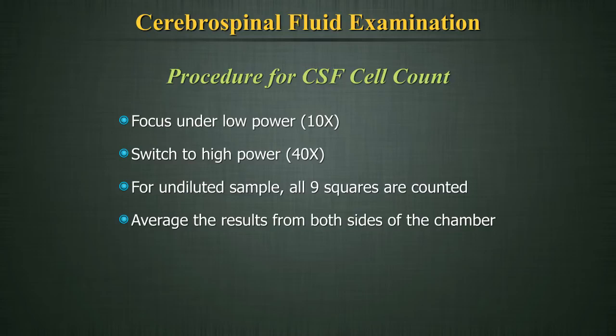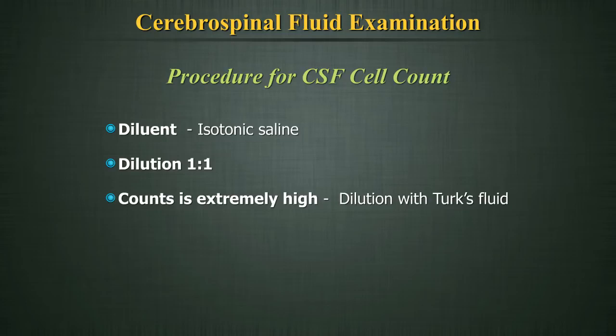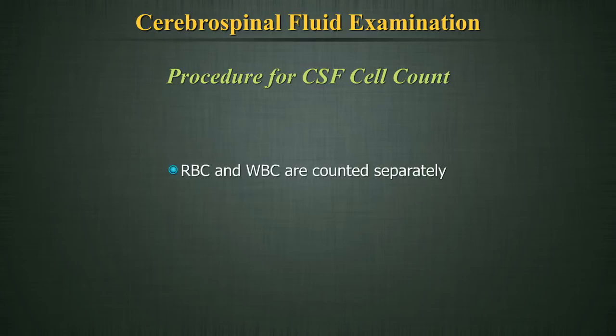Both WBCs and RBCs should be counted. If a diluent is required, isotonic saline may be used since it preserves both WBCs and RBCs. A 1:1 dilution is usually adequate to obtain a cell count. If the counts are extremely high, as in WBCs, dilution with Turk's fluid can also be done. RBCs and WBCs are counted separately.